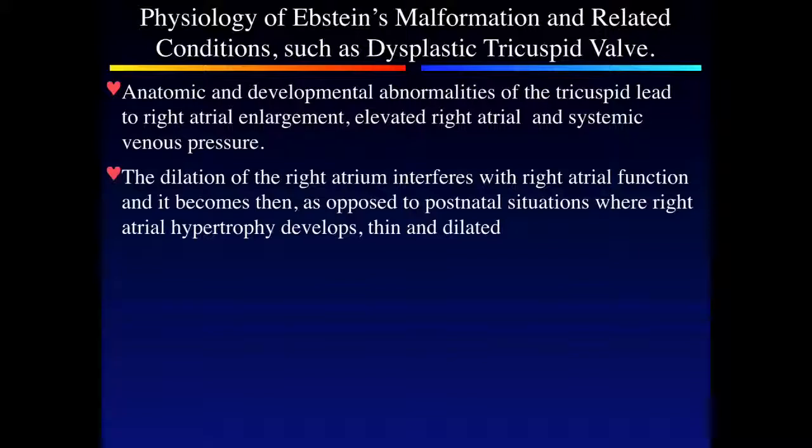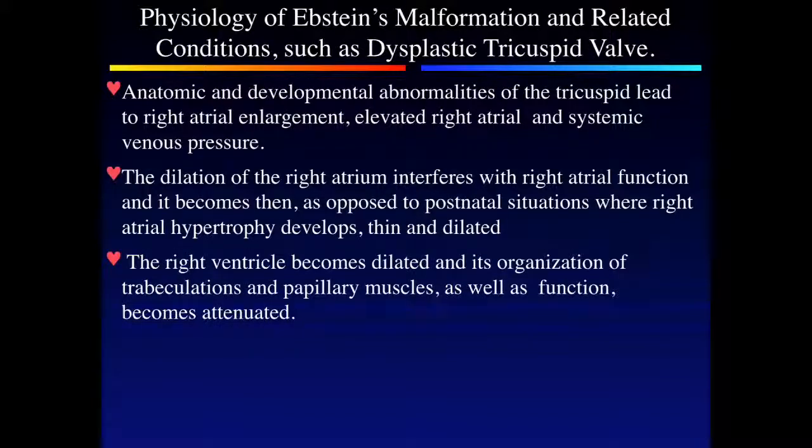The dilation of the right atrium interferes with right atrial function, and then, as opposed to the postnatal circulation where right atrial hypertrophy develops, it becomes thin and dilated. And the right ventricle also dilates, and its organization of trabeculations and papillary muscle, as well as the function of its myocytes, becomes attenuated, and there's backward failure, which leads to hydrops.